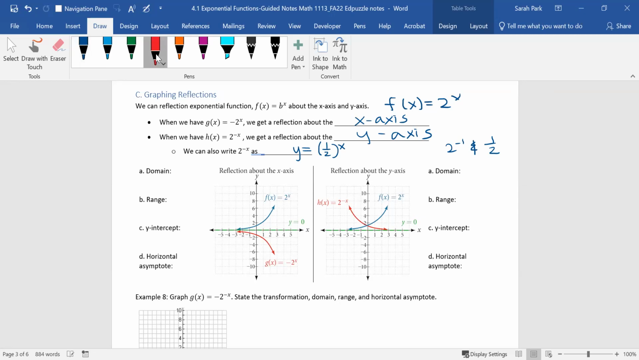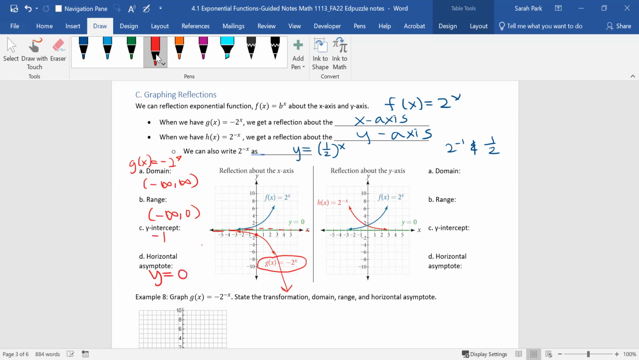So if we compare the functions here and identify the domain, range, y-intercept, and horizontal asymptote, we're going to look at the function that reflected about the x-axis. So we're just considering -2 to the x. Its domain is -infinity to infinity. The range this time, because it keeps going down, is going to be -infinity to 0. The y-intercept looks like it is crossing at -1. The horizontal asymptote is going to be at y equals 0, so it's the same as the original parent function.